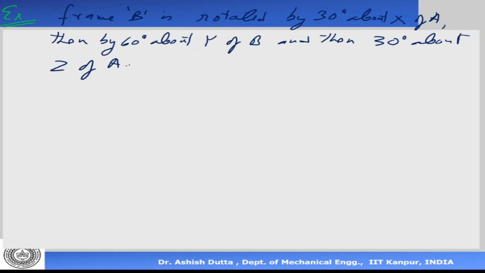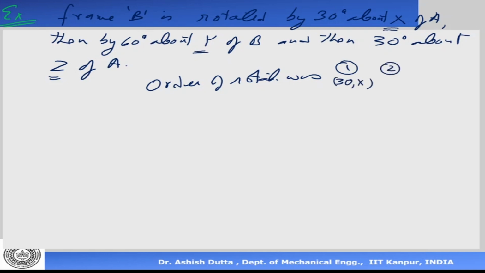Okay, so first it's rotated about the x-axis, then about the y-axis, and then about the z-axis of A. So 30 degrees, 60 degrees, and then 30 degrees again. So the order of rotation was: the first rotation was 30 degrees about x, the second was 60 degrees about y, and the third was 30 degrees about z.